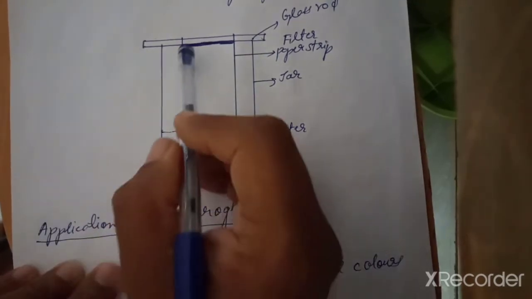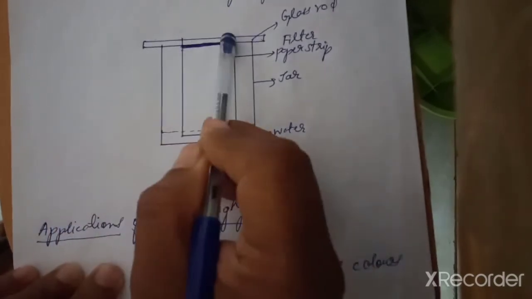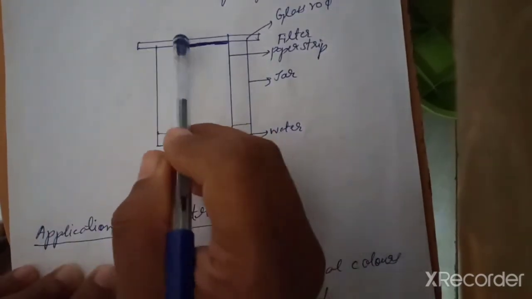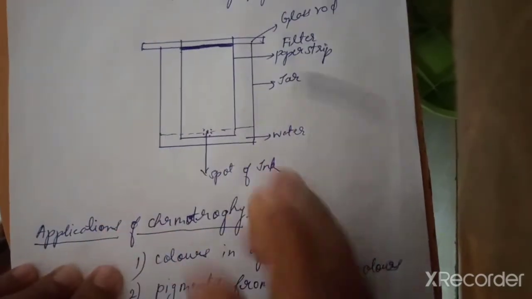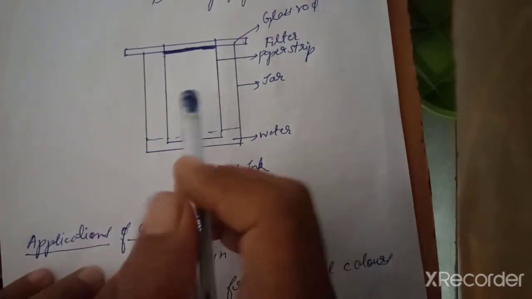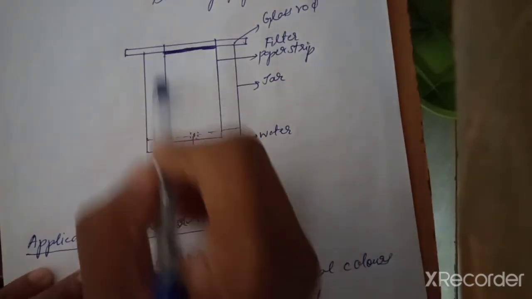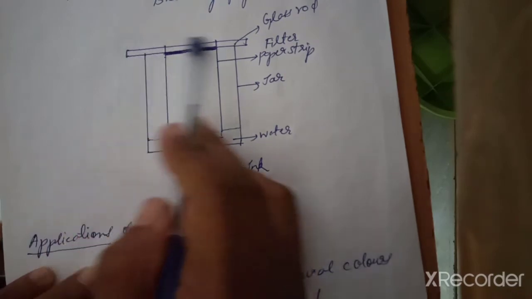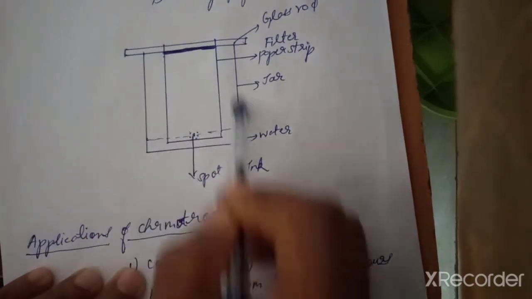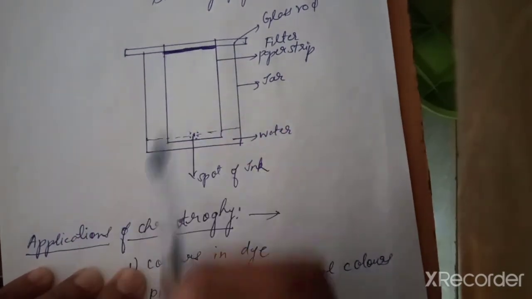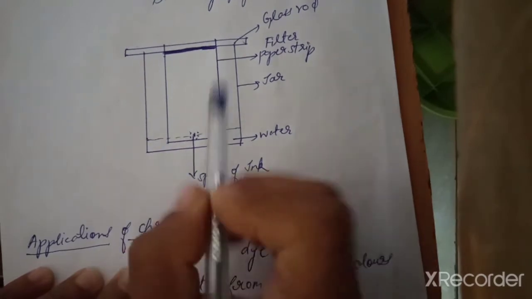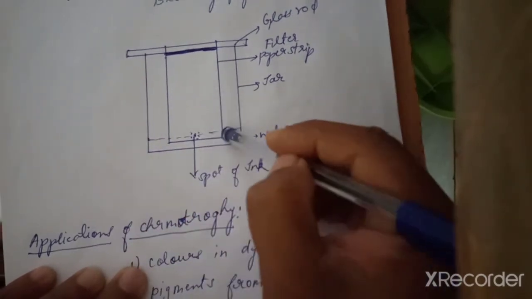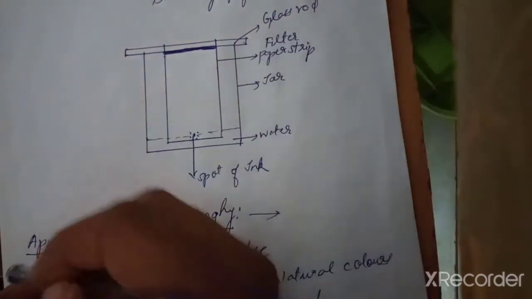We take a filter paper and a glass rod. We attach the filter paper to this glass rod, and with the help of the glass rod we keep it on the jar. On the jar we keep this filter paper, and the water is there. Now, due to capillary action, this water will start coming up on the filter paper.